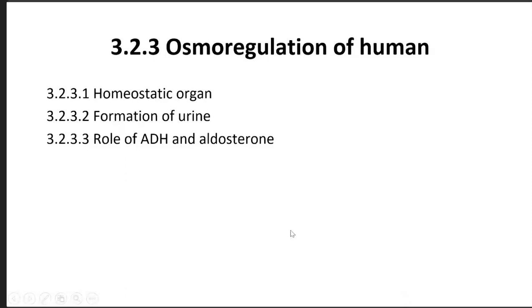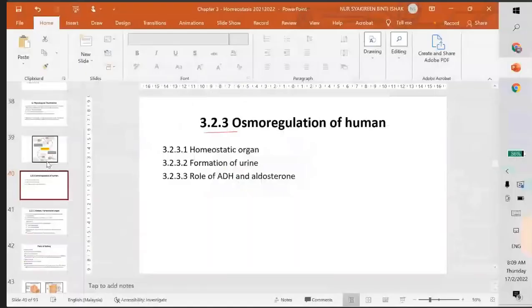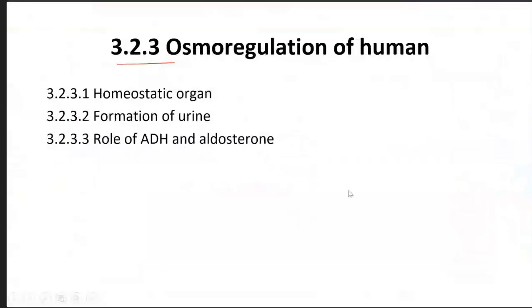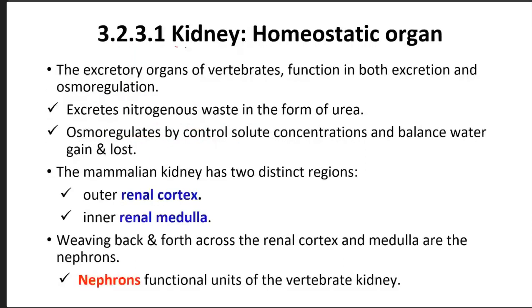So homeostatic organ in this subtopic, osmoregulation of human. We are going to look at the homeostatic organ involved in osmoregulation, how urine is formed, and then the role of the hormone ADH and also aldosterone. So kidney, right? So kidney as the homeostatic organ. So the excretory organs of vertebrates function in both excretion and osmoregulation. So they excrete nitrogenous waste in the form of urea. Osmoregulates by controlling solute concentration and balancing water gain and loss.